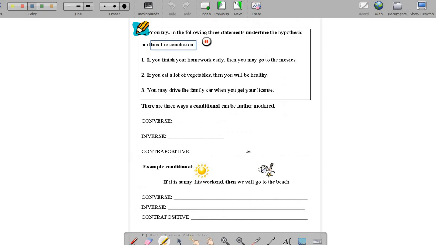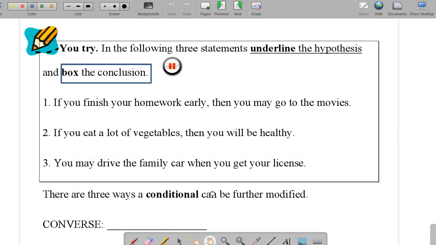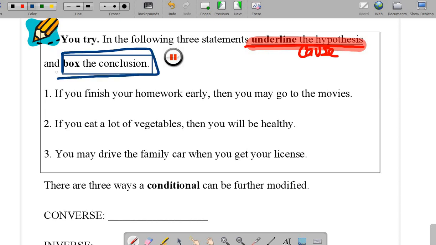Welcome back. Let's go ahead and try some of these a little bit more math related. In the following 3 sentences, I'd like you to underline the hypothesis. Remember, that's the cause part. And I'd like you to box the conclusion. That's the effect part. Again, for the next 3 sentences, identify the cause and the conclusion. Pause the video and do that now.